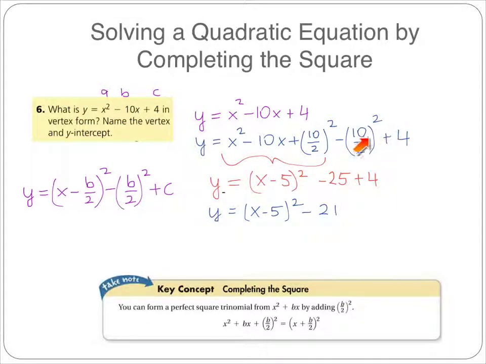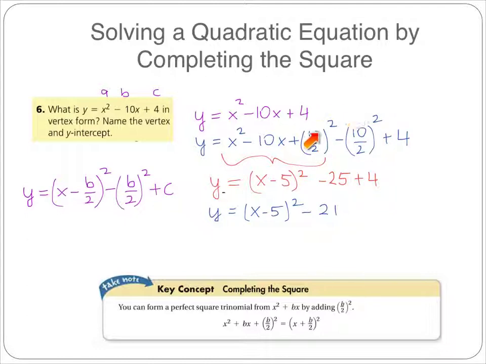So what I have left is x minus 5 squared minus 25 plus 4, which simplified is x minus 5 squared minus 21. Do stop the video and understand what I'm doing here. This is the formula. What I do, I add b over 2 squared here, but I cannot just change the value of a function. I can't do that. So I'm adding this as well as I'm subtracting it.